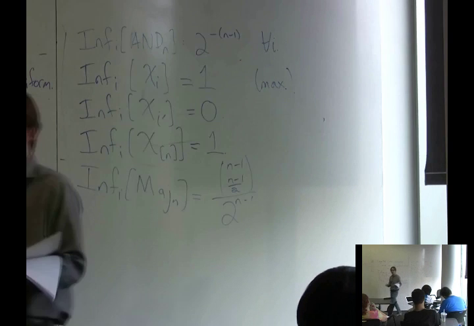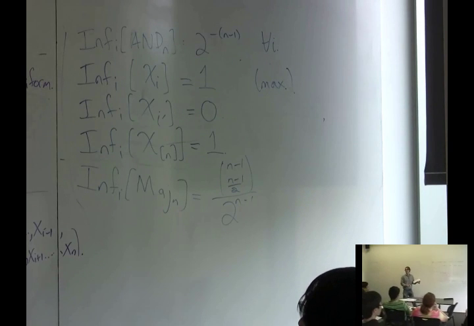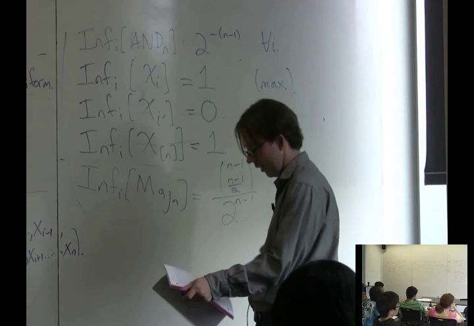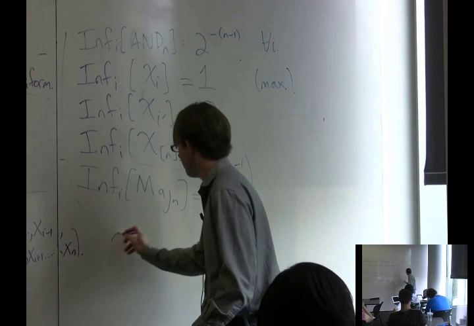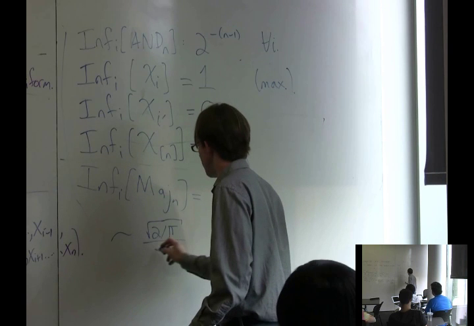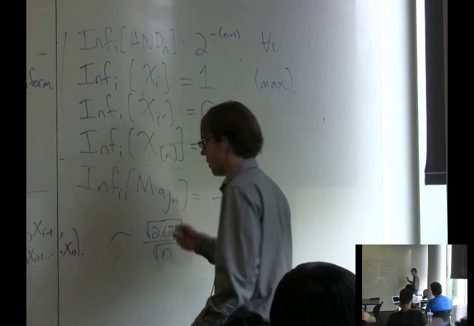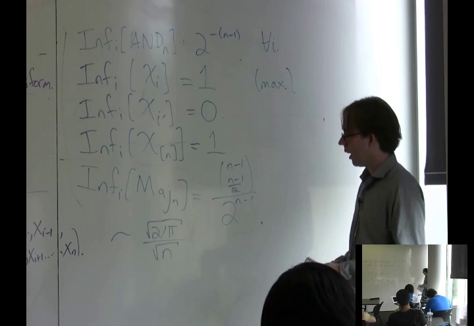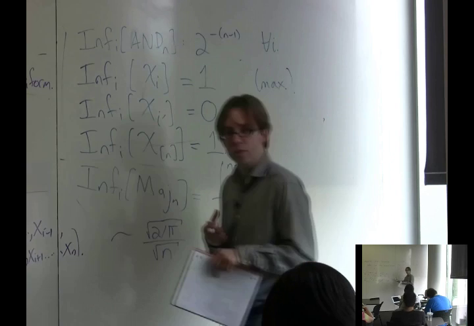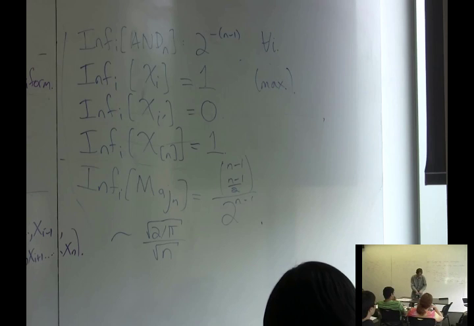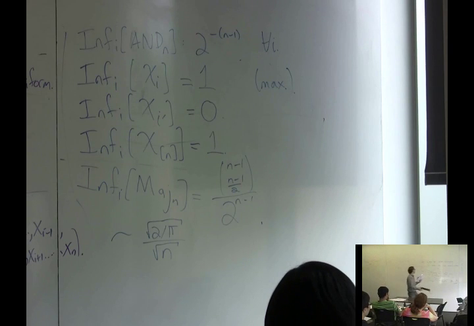Does somebody know the asymptotics of that? 1 over root n. Yeah, it's something like constant over root n. In fact, I'll tell you the constant for fun. It's asymptotic to root(2/pi) over root n. You can forget about the constant, I put it in just for fun. It's something like constant over root n. And that's actually very small. It goes to 0 as n goes to infinity. So for a large election, your influence under this definition is negligible.